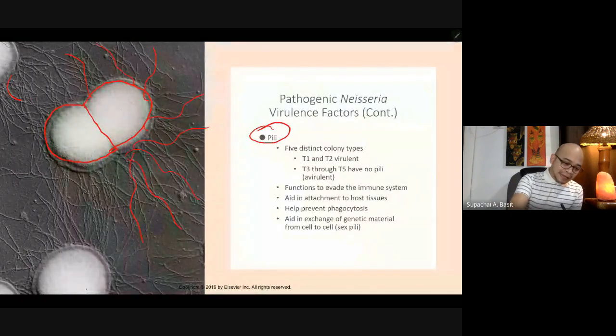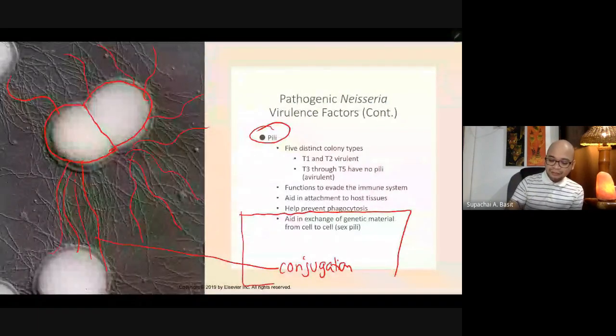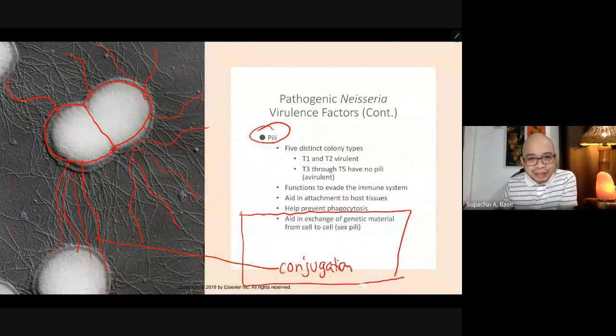If one bacterial pili interacts with another bacterial pili, we call that conjugation. And this is the function of conjugation. It will aid in exchange of genetic material from cell to cell, or tinatawag natin sex pili.